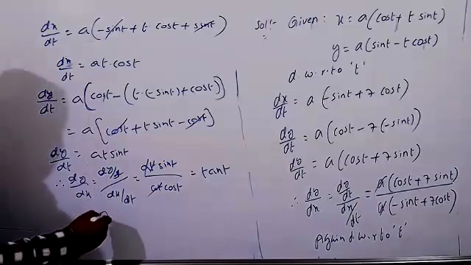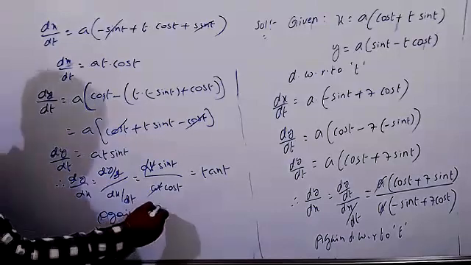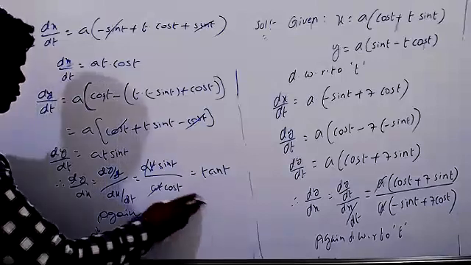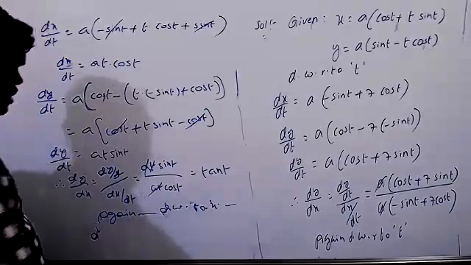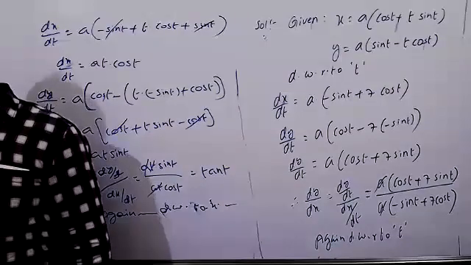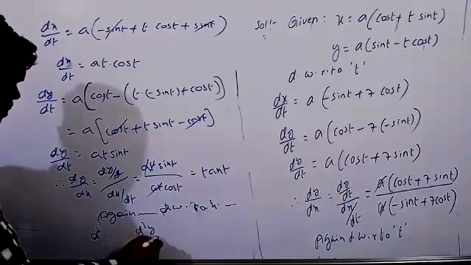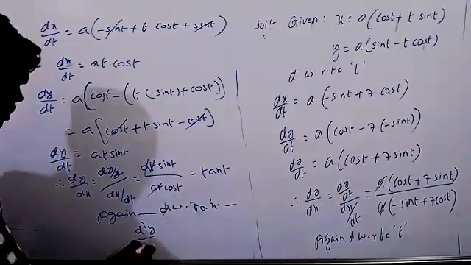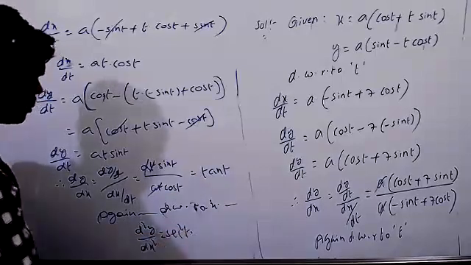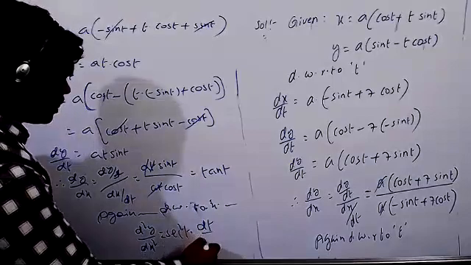Now again you can differentiate. Again differentiate with respect to x on both sides. Then only you will get dy by dx. So differentiation of tan t, what do you get? d square y by dx square equals differentiation of tan t, you'll get secant square t into dt by dx.